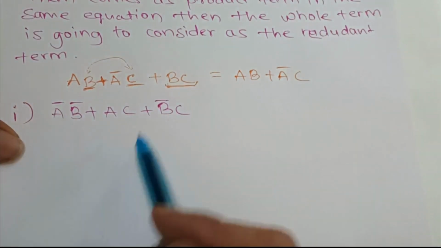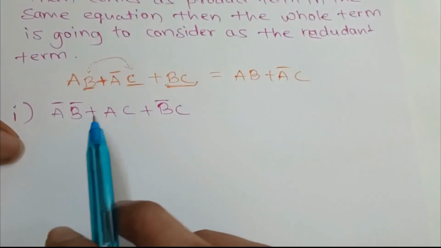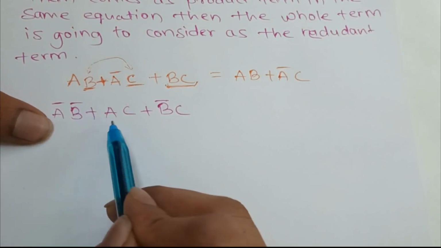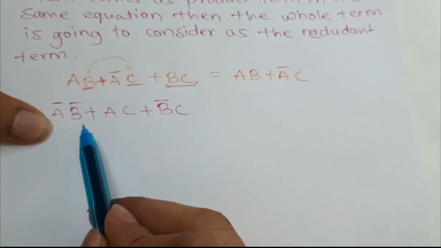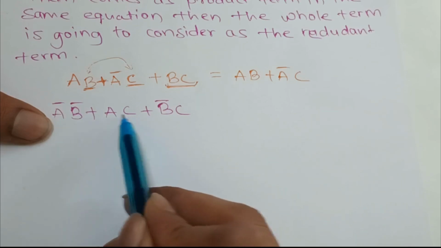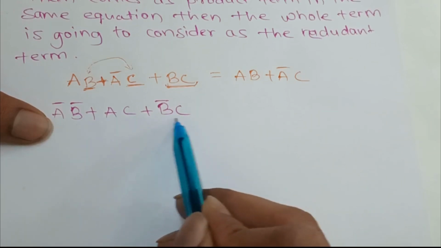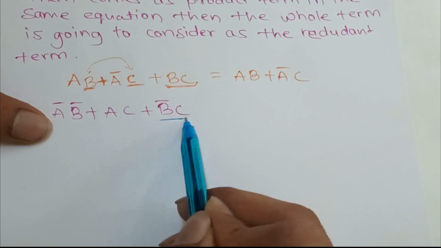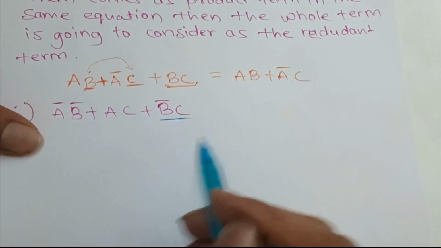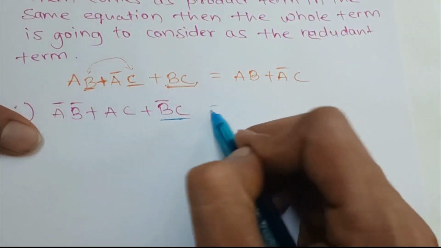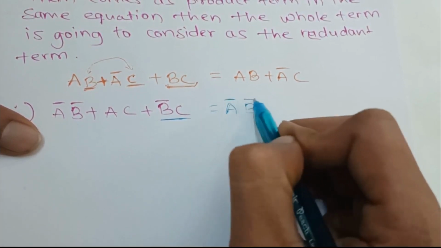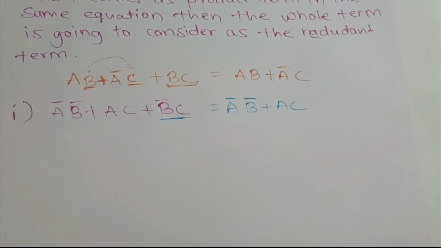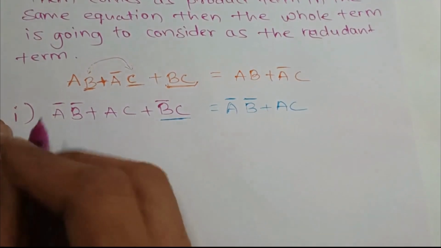So we'll try to find whether the redundancy theorem is applicable or not. So A bar is there, A is there. Along with that, which terms are there? B bar and C. The product of these two is present as the third term. So the term which you got over here is a redundant term. So the whole equation can be written as A bar B bar plus AC. Okay.